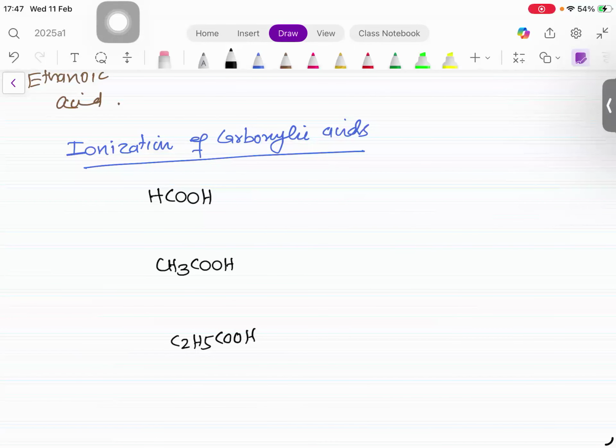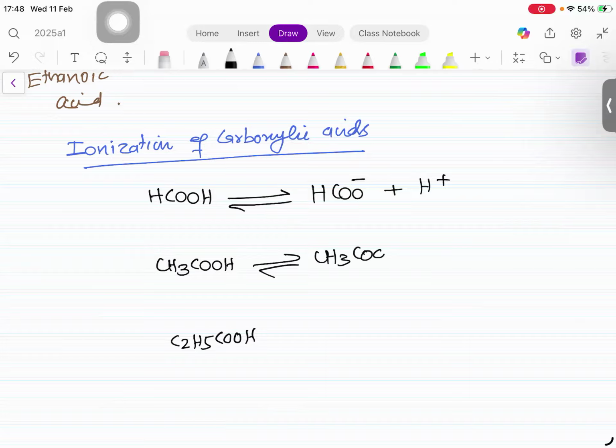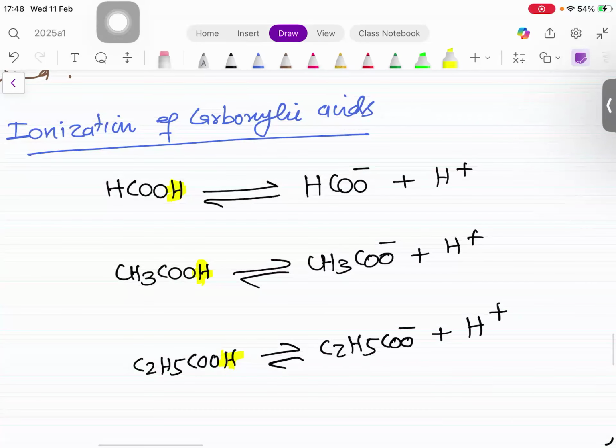All of them ionize either in water or when you mix them with alkali, and they form HCOO negative and H positive. This is going to form CH3COO negative plus H positive. This is going to form C2H5COO negative plus H positive. So one thing you can notice is that whether it is methanoic, ethanoic or propanoic, the last hydrogen that belongs to the functional group is ionized.